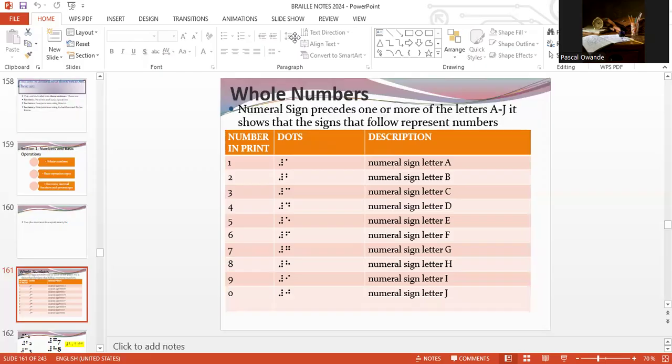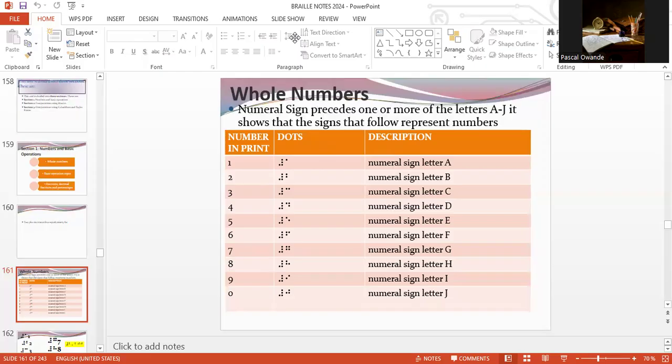Number 6 will be numeral sign, letter F. Number 7 will be numeral sign, letter G. Number 8 will be numeral sign, letter H. And number 9 will be numeral sign, letter I. And finally, 0, numeral sign, followed by the dots for letter J.